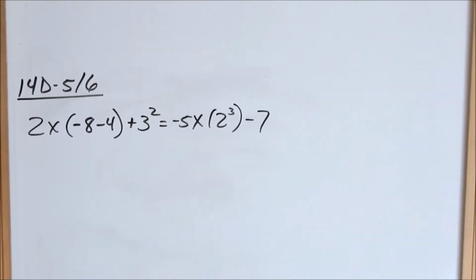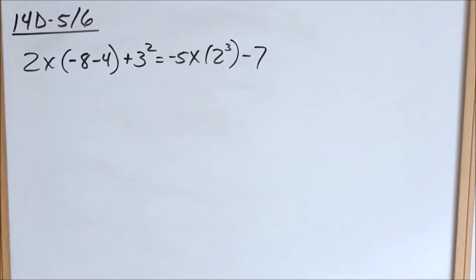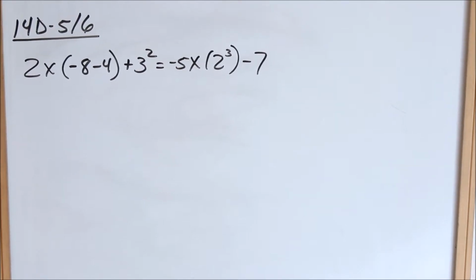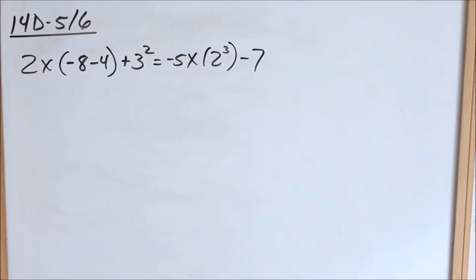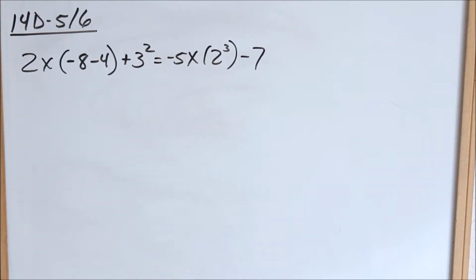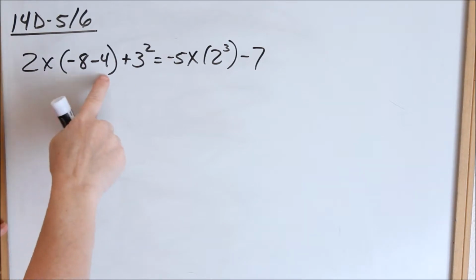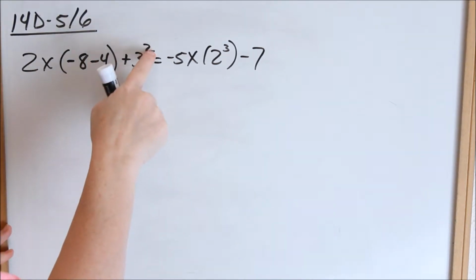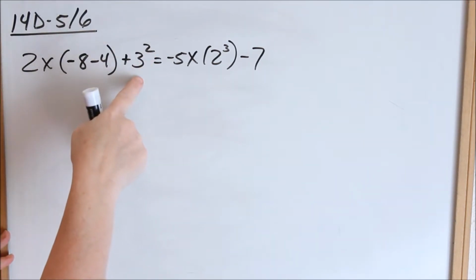Alright, let's look at 14D, number 5. Again, we're using PEMDAS to solve. You need to look at the left side and the right side. Use PEMDAS on the left side, use PEMDAS on the right side. So PEMDAS says do parentheses and exponents first. I need to do parentheses first, and I can do exponents as well. Sometimes I can do them at the same time.